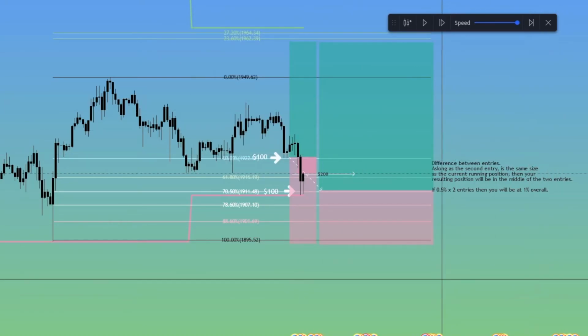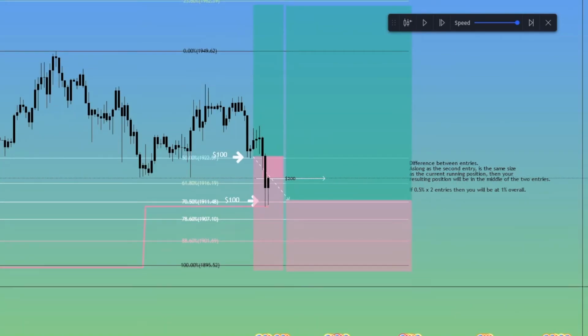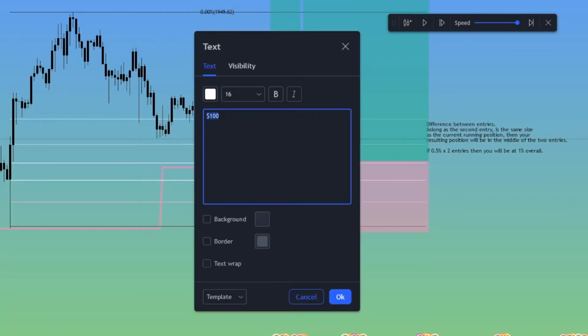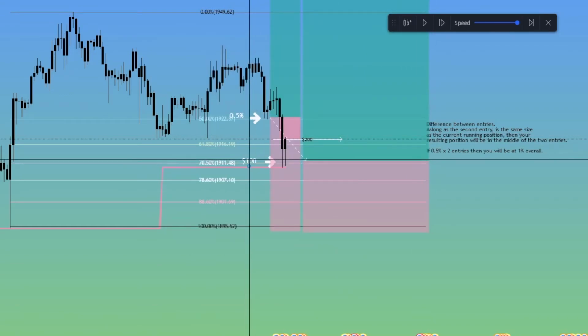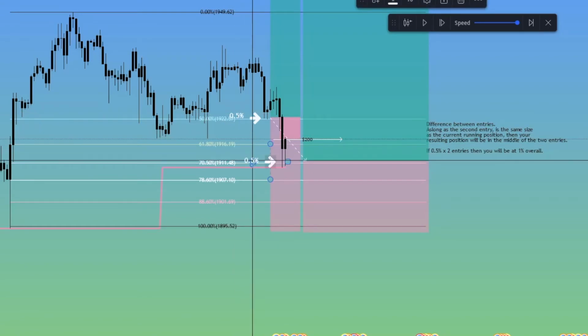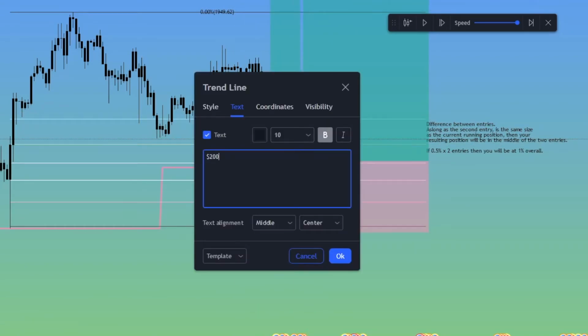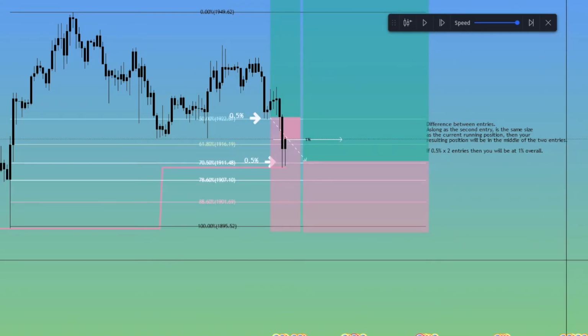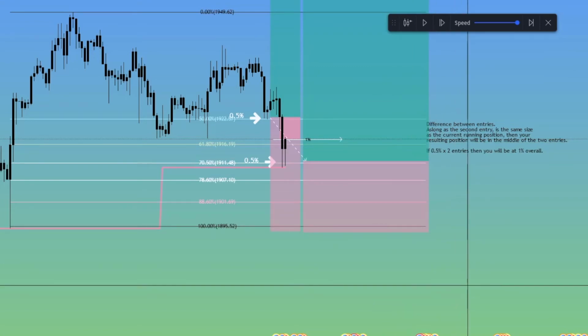So that's it in a nutshell, basically. Instead of a numerical kind of currency, it can be a percentage. So instead of $100, you've got 0.5%, and then overall here you've got 1%. So that's how we're taking the approach to the dollar cost averaging.